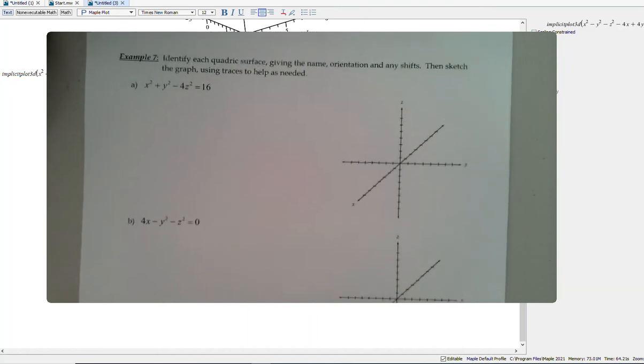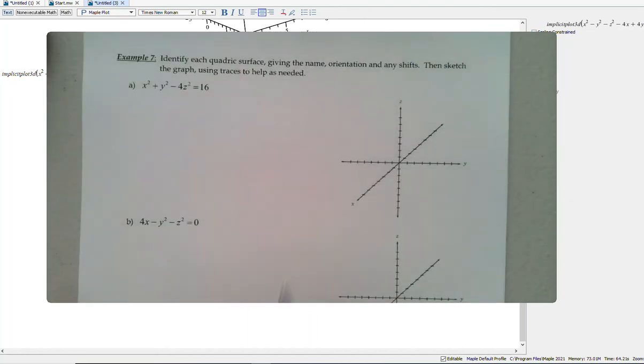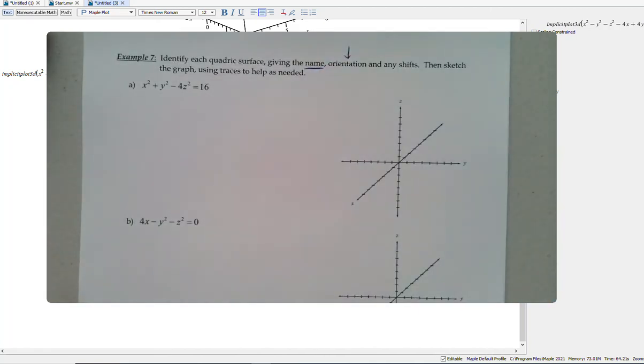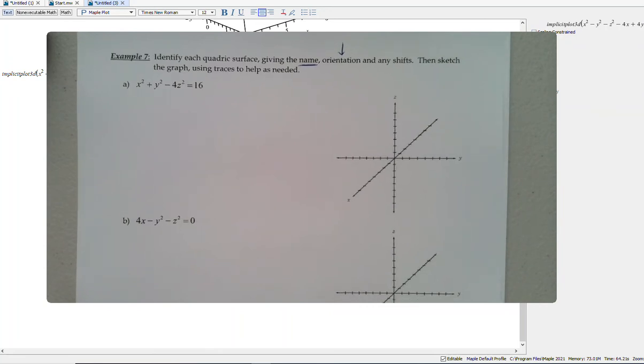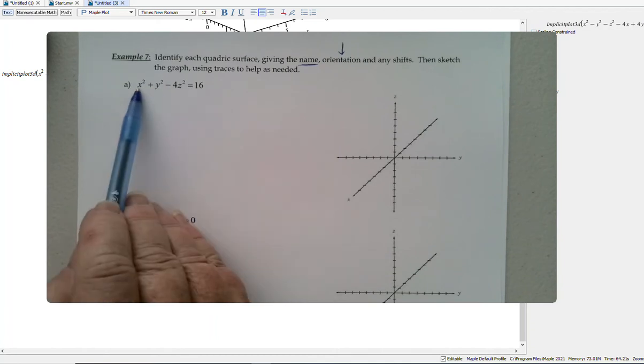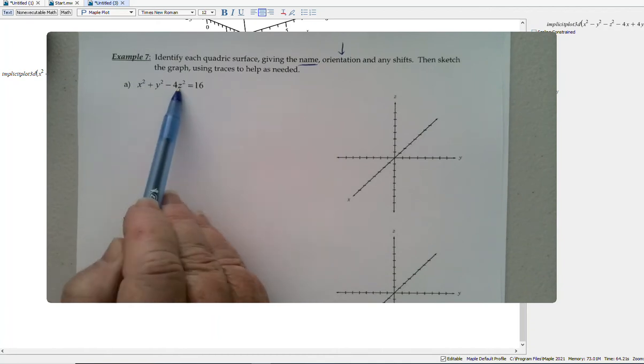All right, as it says, identify each quadric surface. So I want to actually tell what the name of it is. Orientation, again, you'll see that as soon as we start doing some examples, and then if there are any shifts, we'll identify them. Sketch, using traces to help as needed. We're going to do some sketches by hand, but I'll also be referring to some Maple graphs at the same time. All right, so as I look at this first one, I'm going to notice that in my quadric surface, all of these squared terms, 2 of them are positive and 1 is negative.